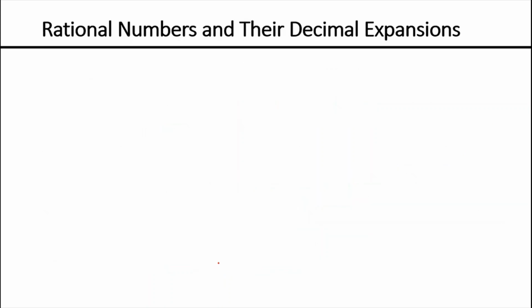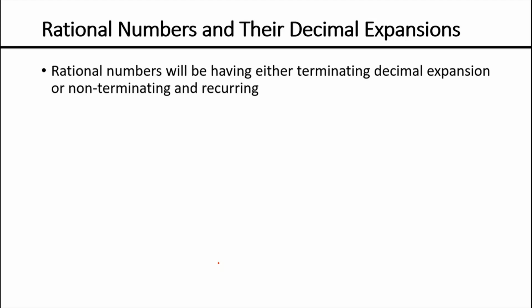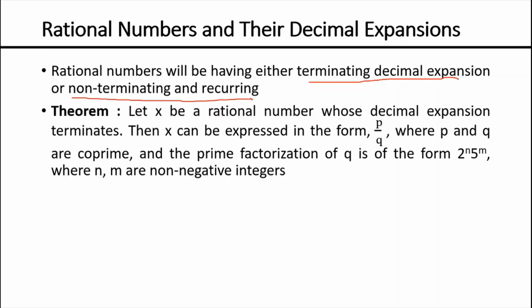The last topic is rational numbers and their decimal expansions. In this topic, we will try to see that rational numbers will be having either terminating decimal expansion or non-terminating and recurring decimal expansion. We'll look at these things by way of a few theorems. Let us start with this theorem.